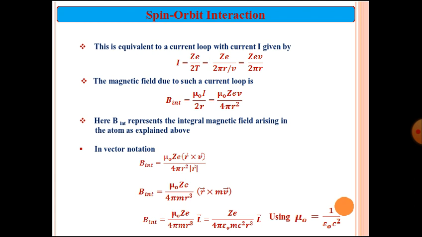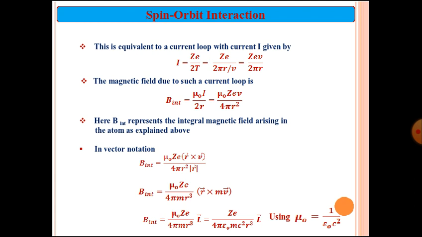Let us calculate the internal magnetic field. Consider an electron of charge minus e and mass m revolving around the nucleus of charge plus Ze with velocity v in a circular orbit of radius r. In the rest frame of the electron, we see the nucleus moving in a circular orbit of radius r in the direction opposite to that of the electron with a velocity v.